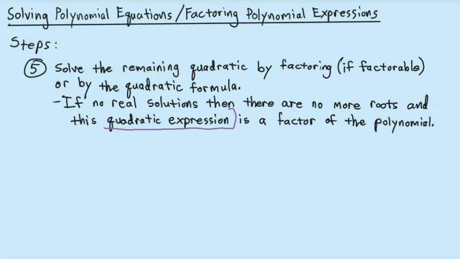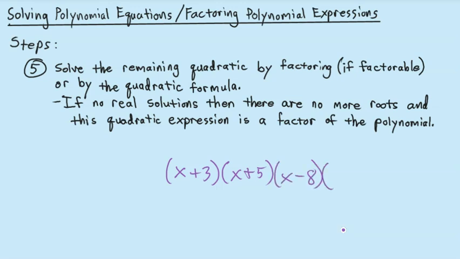But there is one more factor. This quadratic expression that you found in step 5 actually is a factor of the polynomial, and you'll write the quadratic as the final factor. So you might have something like x plus 3 times x plus 5 in your list of factors, times x minus 8, and then maybe something like x squared plus 7. So you could wind up having a quadratic as your final factor, but this quadratic, x squared plus 7, doesn't have any roots. So you would only have negative 3 and negative 5 and 8 as your roots.